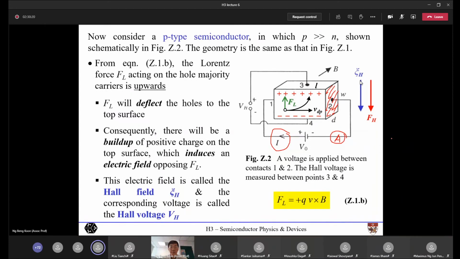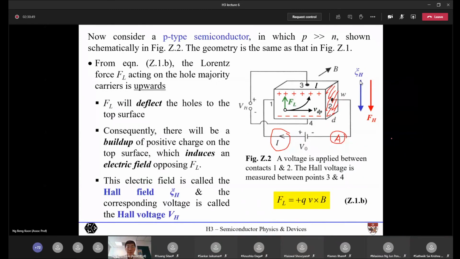Hi, Professor. I'm a little bit confused on why the negative and positive change direction when going from p-type to n-type, because from my understanding, if the magnetic field and the voltage are the same, how come the negative goes a different direction? Because of the difference in charge of the carrier, right?